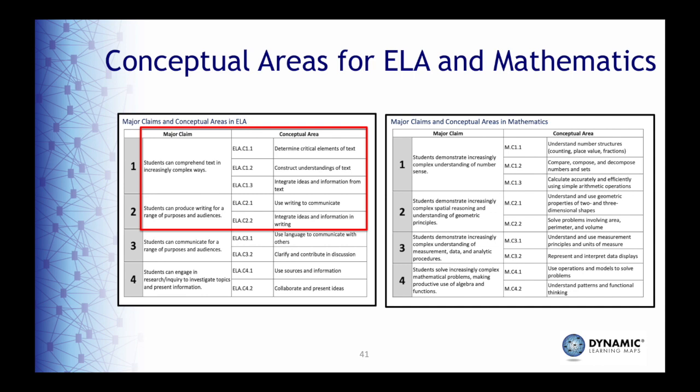For each grade level, essential elements from conceptual areas within claims 1 and 2 for ELA are assessed. However, essential elements within claims 3 and 4 for ELA are not currently assessed. Essential elements for claims 1 and 2 were prioritized for the assessment because claim 1 pertains to reading comprehension and claim 2 pertains to writing.